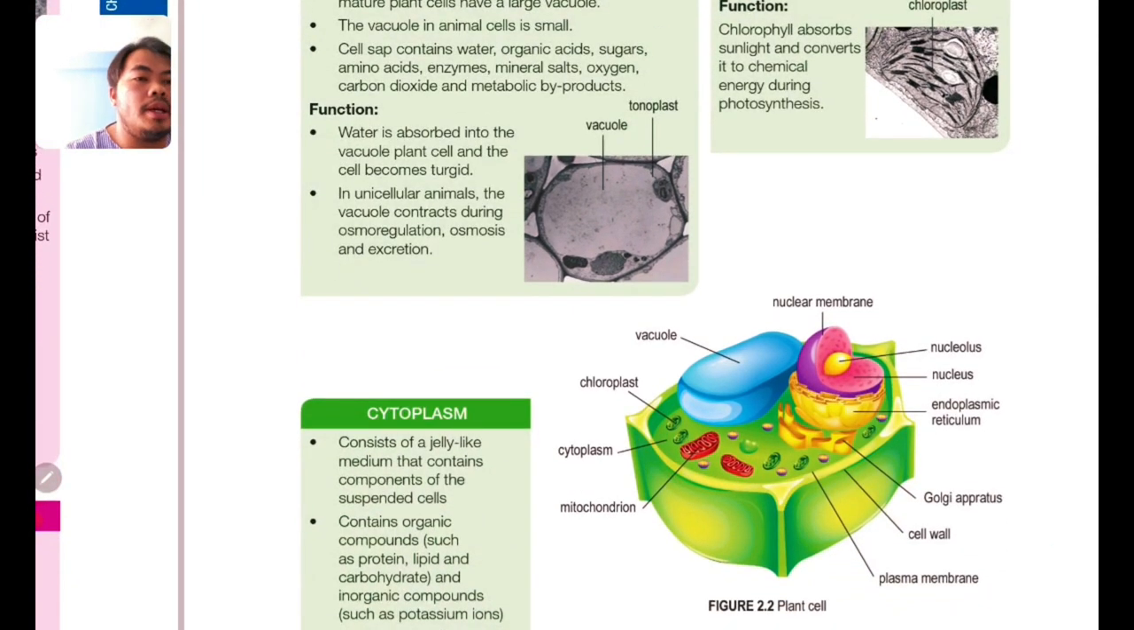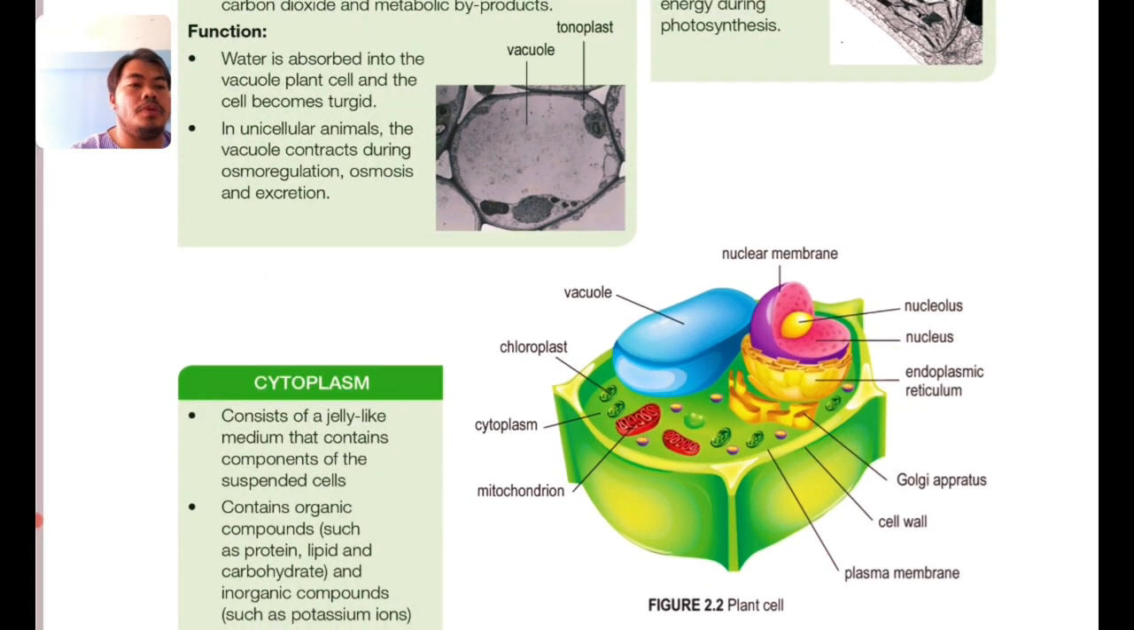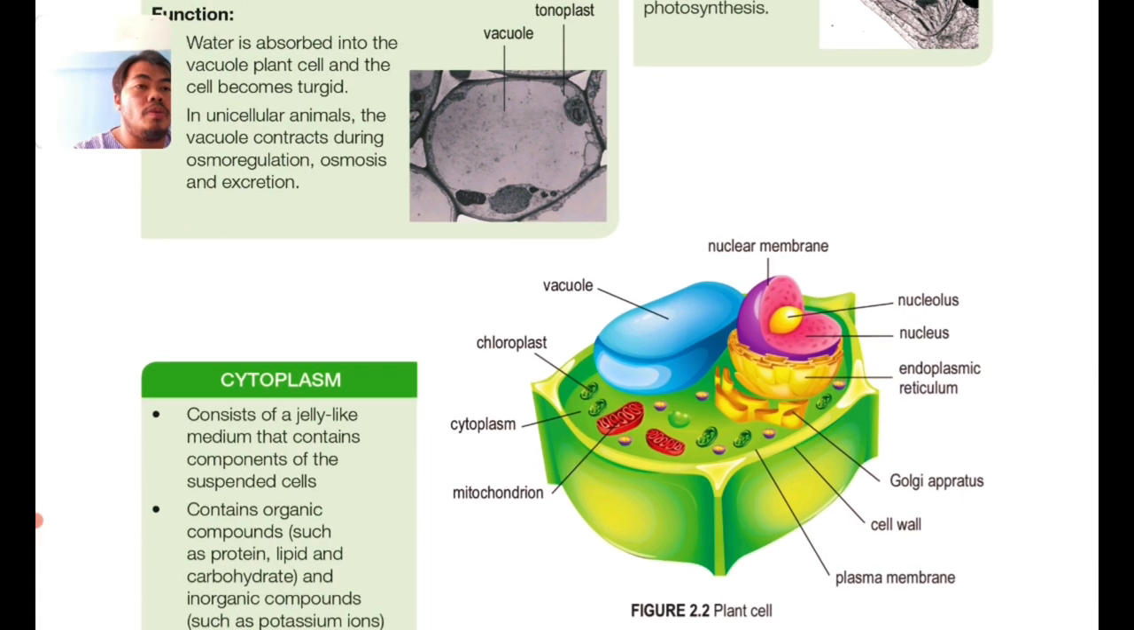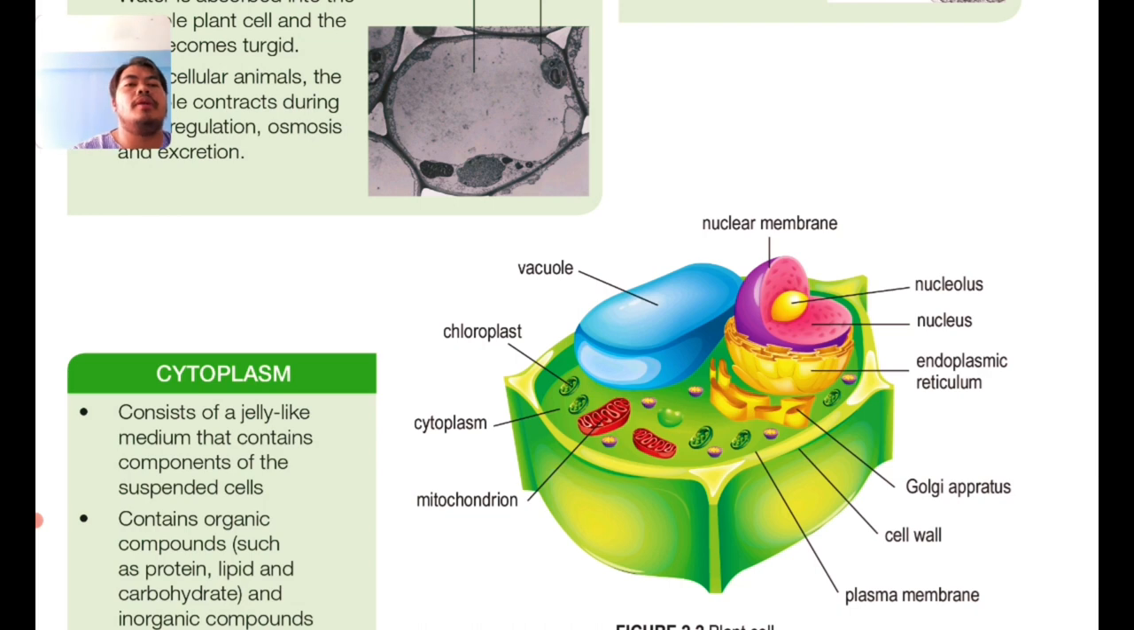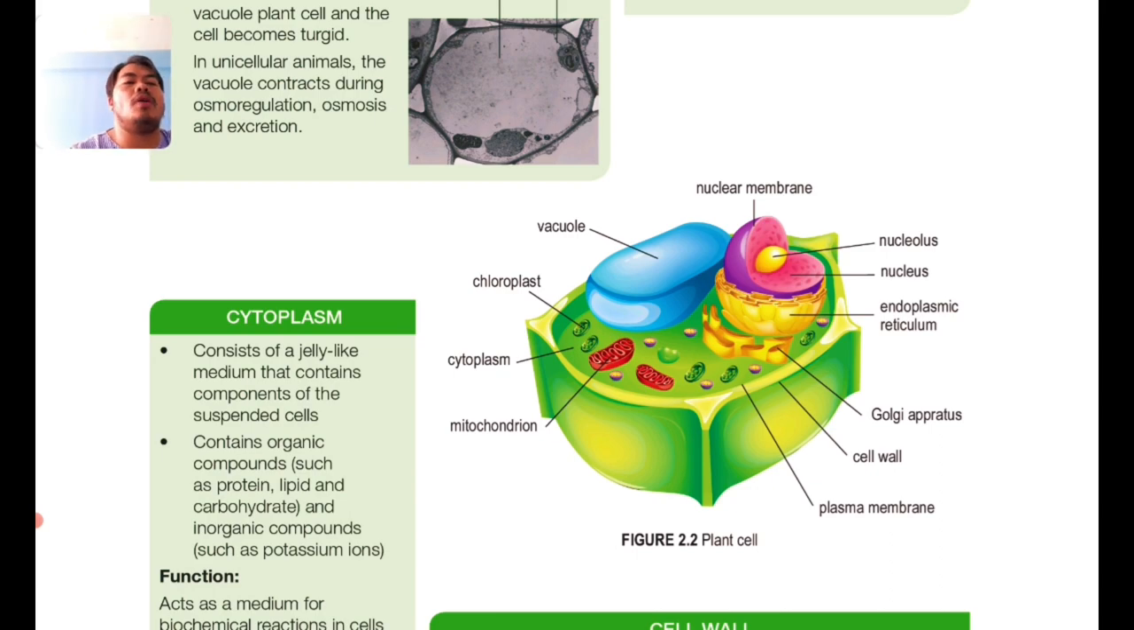The organelles inside the plant cell, as you can see in figure 2.2, are the plasma membrane, and another organelle which is different from the animal cell, the cell wall right there. We also have the Golgi apparatus, endoplasmic reticulum, nucleus, and nuclear membrane. We have vacuoles. We cannot find vacuoles, or we can find only small amounts of vacuoles, inside animal cells. But in plant cells, we have a large vacuole. And we see right there, we have chloroplasts. We have cytoplasm as well. And the same as the animal cell, we have mitochondria. So that is about the organelles inside the plant cells.